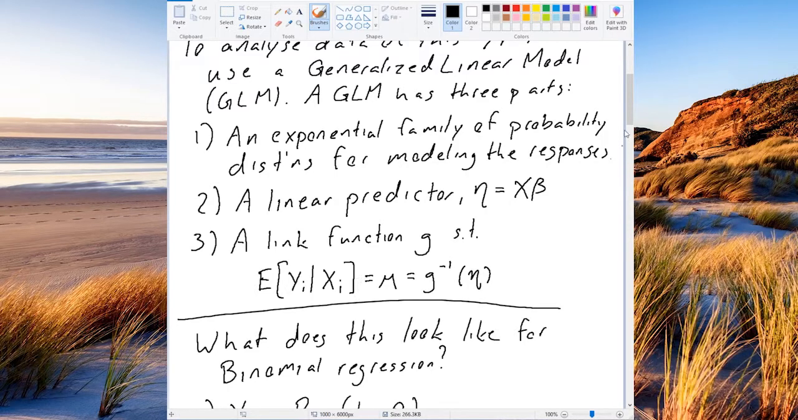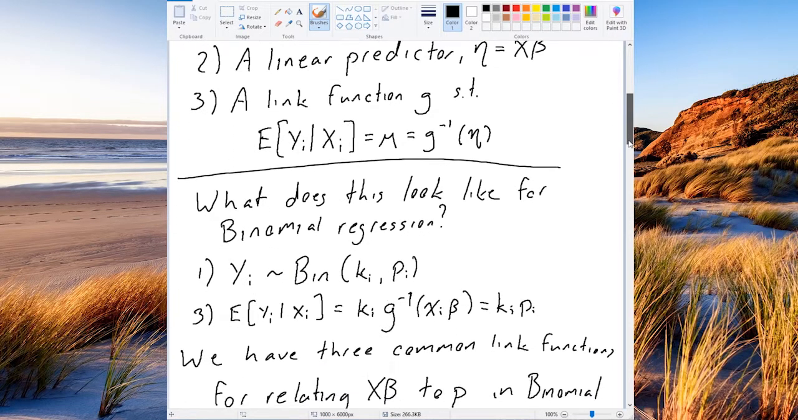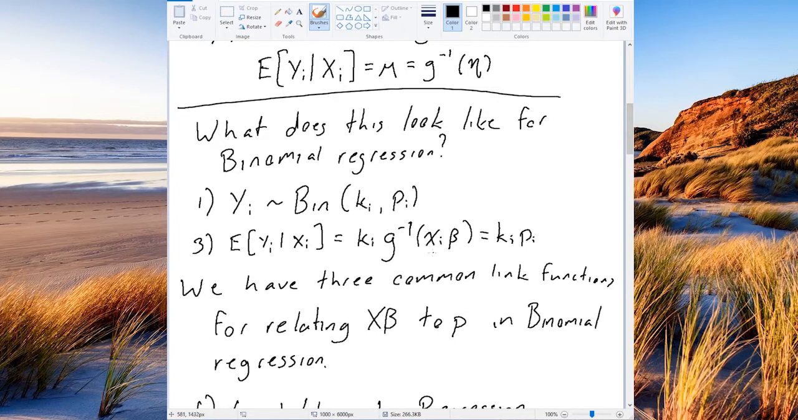And then we need to be able to relate x beta to the expected value of our binomial response data. We relate x beta to the expected value of our binomial response data through this setup that I have here in number 3. E of yi given xi is going to be ki, the number of random trials involved with yi, times g inverse of xi beta. G inverse of xi beta is something that I will call pi, the probability of success on any particular trial.